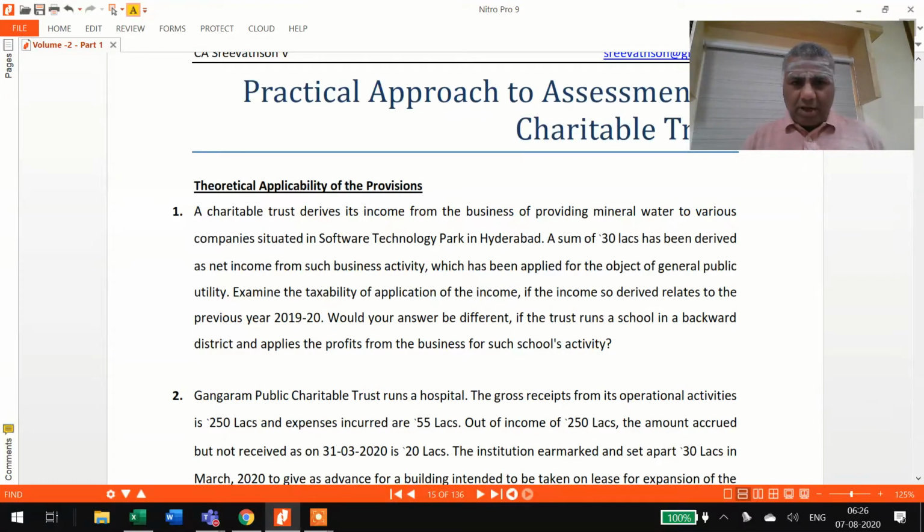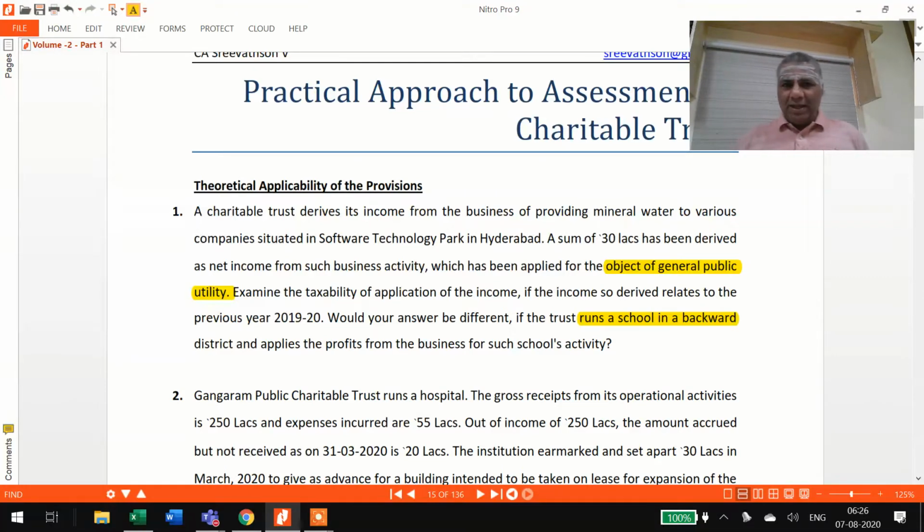A charitable trust derives its income from the business of providing mineral water to various companies situated in a software technological park. A sum of 30 lakhs has been derived as net income from business activity, which has been applied for object of general public utility. Examine the validity of the application of the income, if the income so derived is for the previous year. Will your answer be different if the trust runs a school in a backward area and applies the profit?